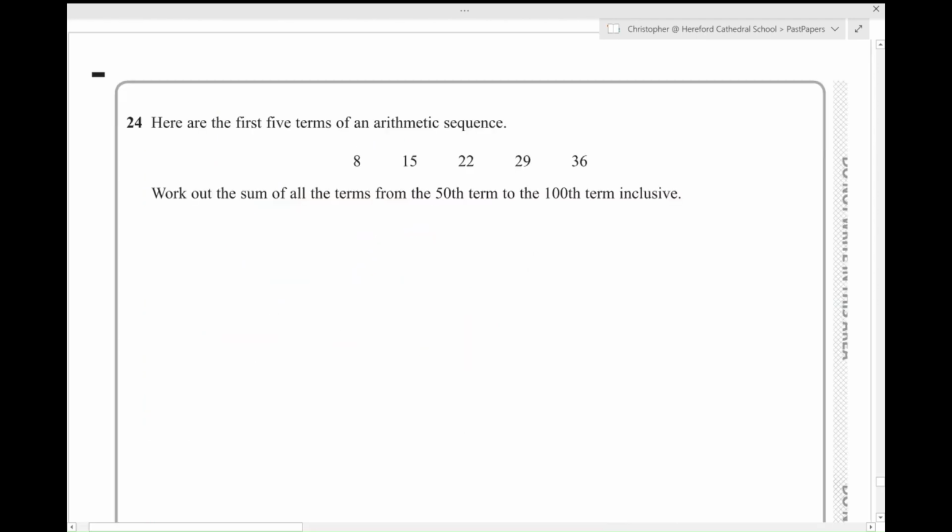Question 24, we're dealing with an arithmetic sequence. We're given the first 5 terms, so I know the first term is 8, and the difference between each of the terms is 7. And I've got to work out the sum of all the terms from the 50th to the 100th. So what I'm going to have to do is work out the sum of all the terms up to the 100th term. And then from that, I'm going to subtract the sum of all the terms up to and including the 49th term. And that will leave me with the sum of all the terms from the 50th to the 100th.